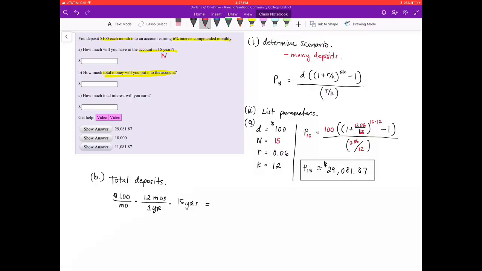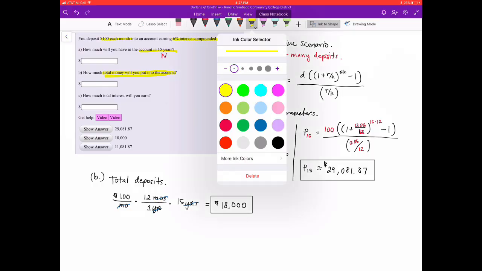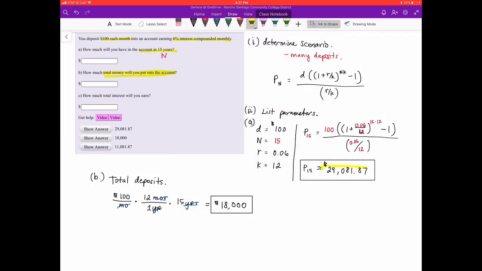So notice that if we use techniques from Chapter 5, these units would reduce out. And essentially you would have 100 times 12 times 15. So you only made $18,000 worth of deposits. But look, you actually have at the end of 15 years $29,000 and some change. So there is a big difference here.